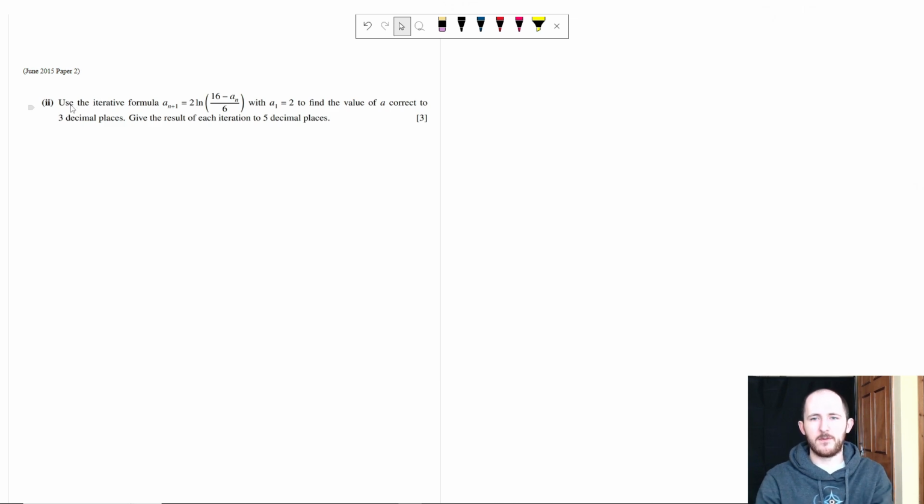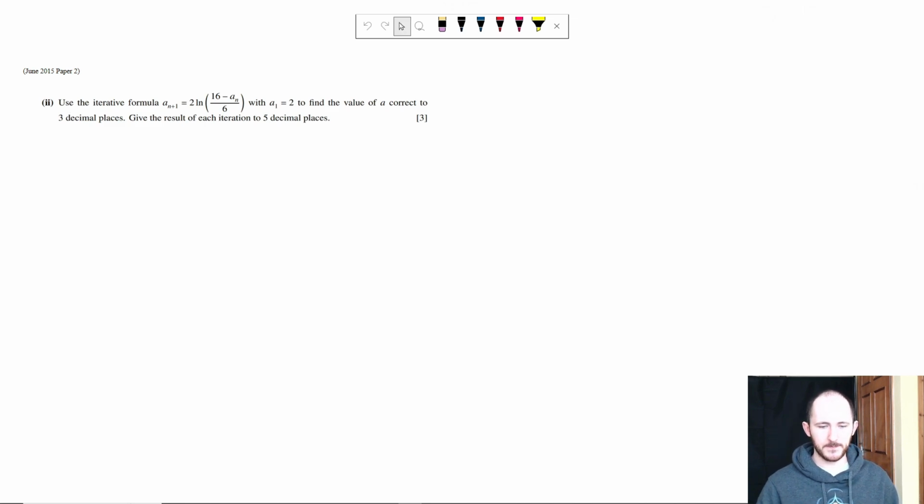Use the iterative formula a(n+1) equals 2 ln(16 minus an) over 6, with a1 equals 2, to find the value of a correct to 3 decimal places. Give the result of each iteration to 5 dp. Okay, so what are we going to do? Well, let's have a look-see.